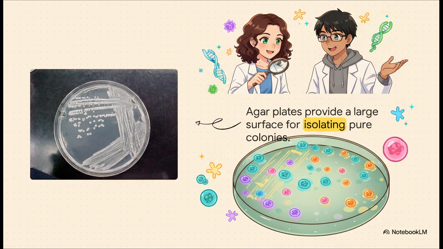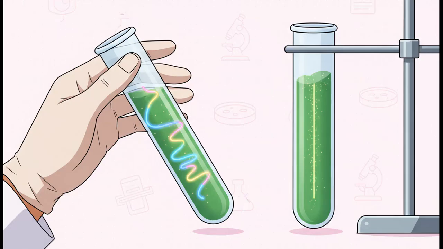That big, flat surface is perfect for streaking out a mixed sample. As each individual bacterium divides and multiplies, it forms a visible little pile called a colony. And that's how we get a pure culture from a mixed-up sample. Now let's check out the test tube versions.